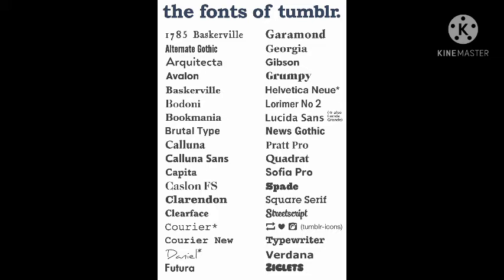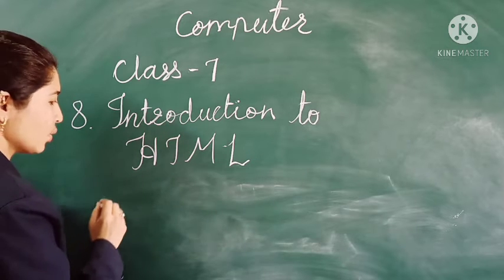Face element. The face attribute sets the typeface that will be used to display the text on the screen, provided the typeface is already installed on the user's machine. For example, font size is equal to 5, color is equal to red, face Times New Roman, otherwise Arial, Lucida Sans. The text will be displayed in Times New Roman, or if it is not present, then in Arial, and so on.